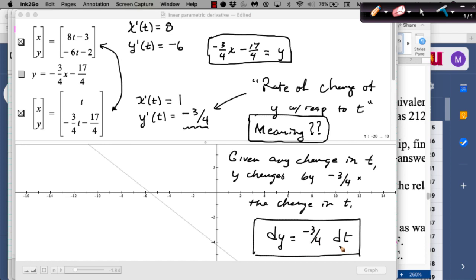Compared to, how about this one? X prime is 8. So that means dx equals 8 times dt. So over here, when t increases, how does x change? Does it change a little, a lot? Does it increase? Does it decrease? It increases a lot, right, compared to t. So if t increases, dx goes up 8 times as much as t. Here, if t increases, dy goes down a little bit less than t went up.